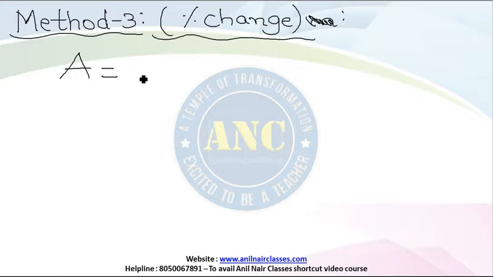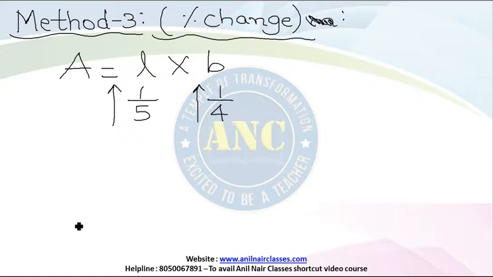Now area of rectangle is length into breadth. Length increases by 20 percentage, and 20 percentage is 1 by 5. This is the reason I taught you fractions to percentages conversion. Breadth increases by 25 percentage, and 25 percentage means 1 by 4. Now simple logic, sir. Can I say that the denominator is always your initial value?